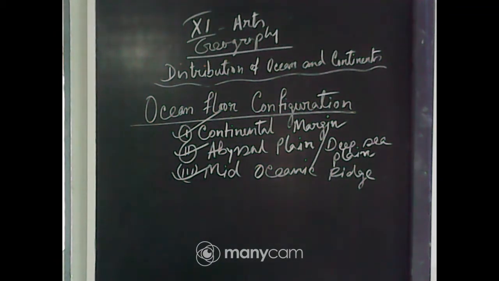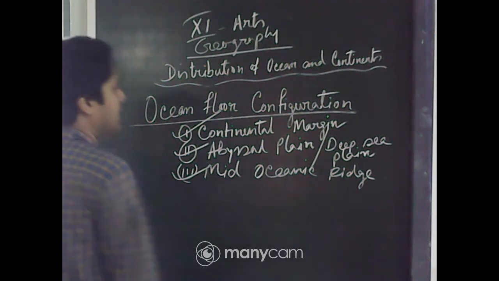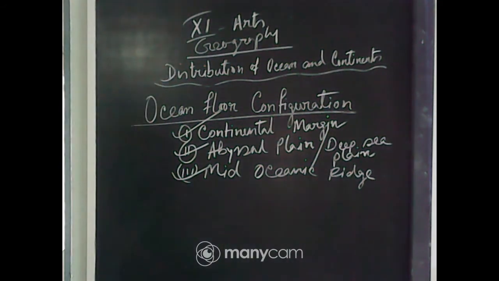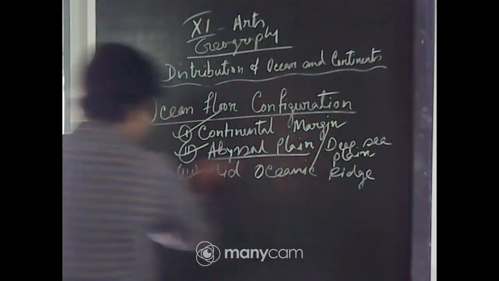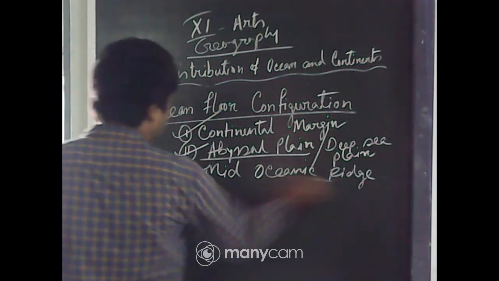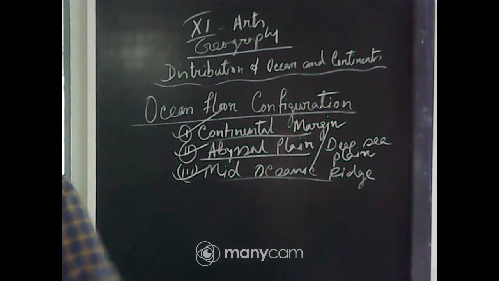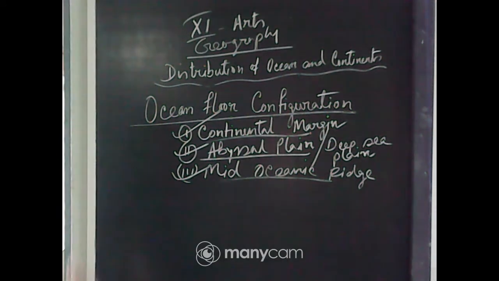So, ocean floor may be segmented into three major divisions based on the depth as well as form of relief. Based on the depth and form of relief. So, these three categories or three parts are the first one, continental margin, deep sea basin, which is called abyssal plain also, and mid oceanic ridge. These are the three parts which are most important for the ocean floor configuration.